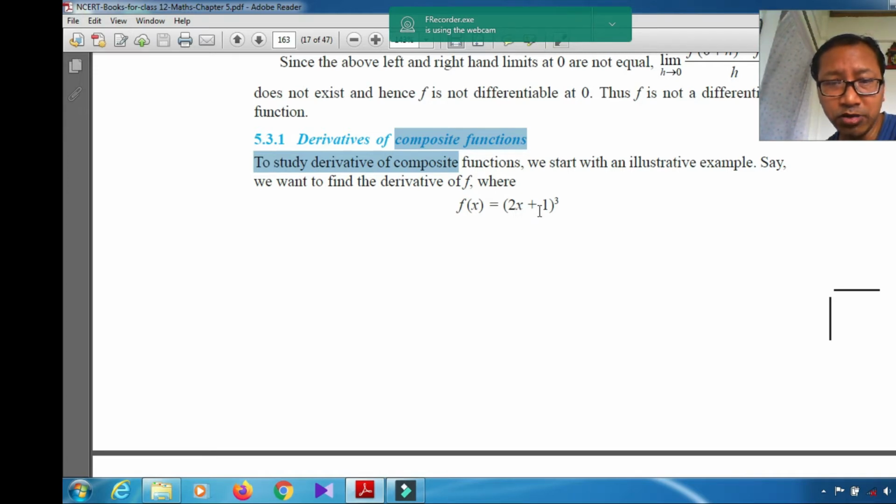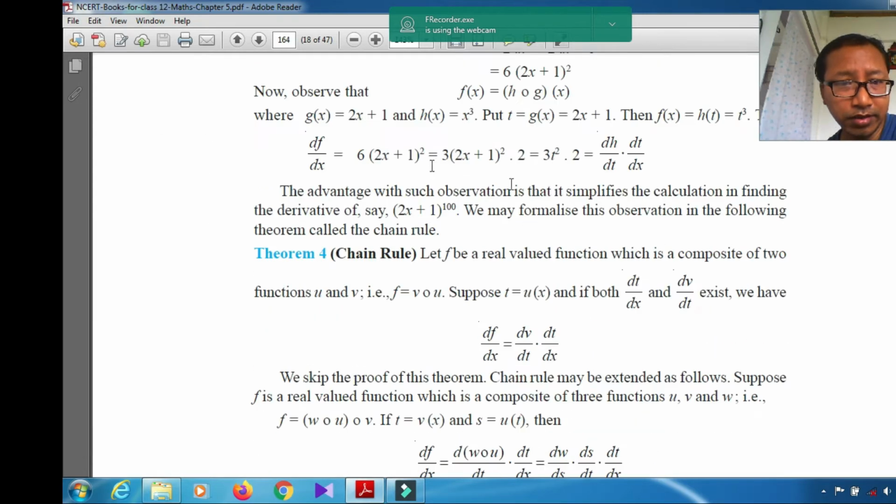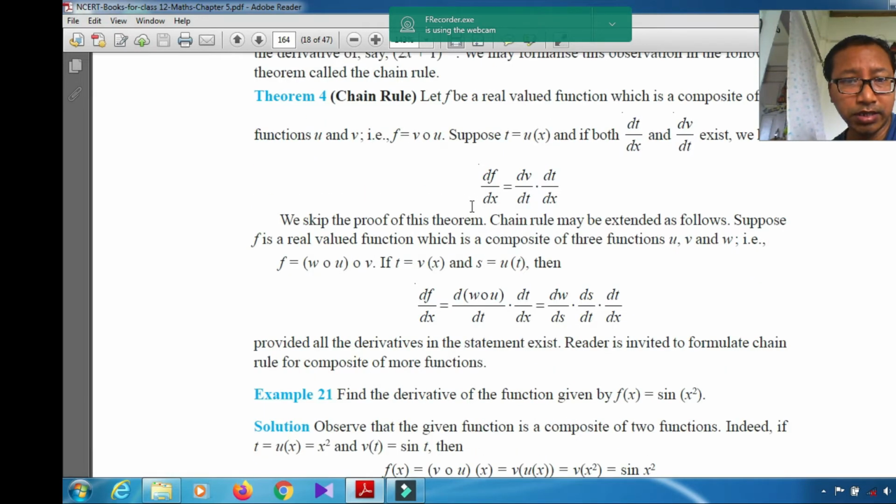In order to make it easier, we can take it as another variable. That means this function consists of two functions. One is 2x plus 1 and the other is x cube. Then if we put the function f(x) in the form of f of u of x, then we will get this as (2x plus 1) whole cube. And to differentiate this, the chain rule is given here.